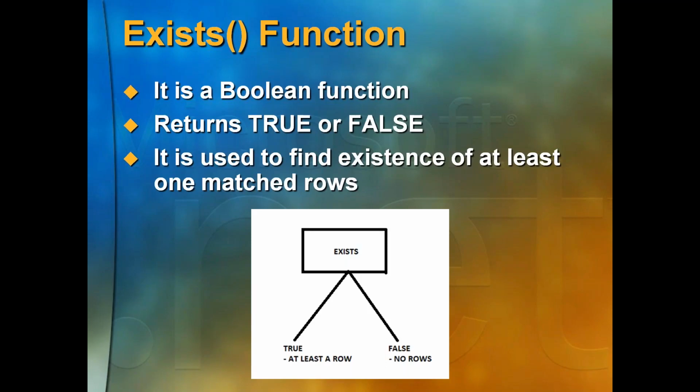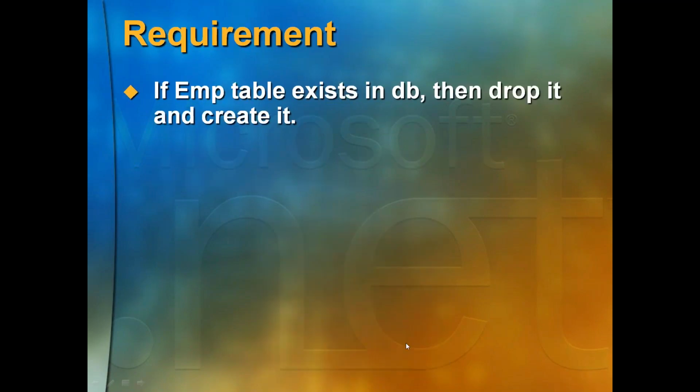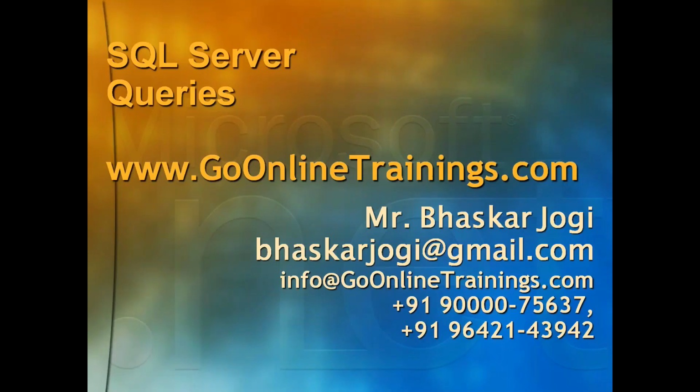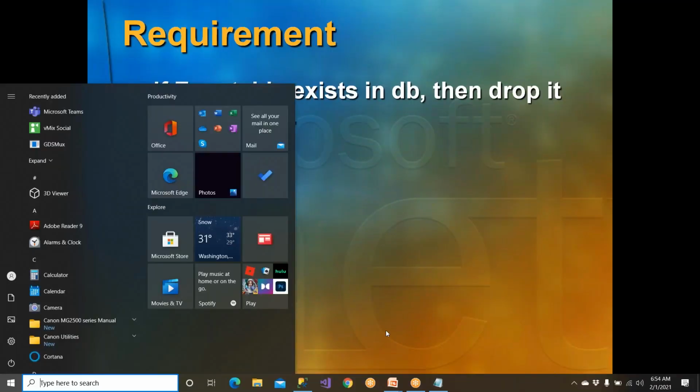It is used to find existence of at least one matched data. It will become true when you get at least one row. It will become false when there is no row. Clear? So there is a requirement: if the employee table exists in the database, then drop it and create it. So this is the requirement. So how can we do these kinds of requirements?